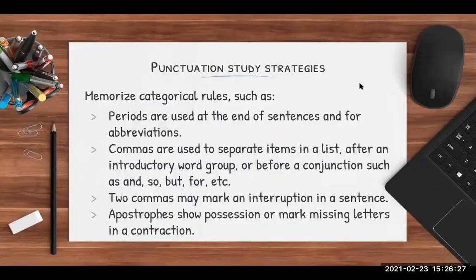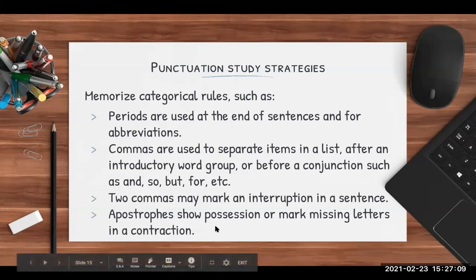Some study strategies for punctuation questions include memorizing categorical rules, such as periods are used at the end of sentences and for abbreviations. Commas are used to separate items in a list, after an introductory word group, or before a conjunction, such as and, so, but, for, etc. Two commas may mark an interruption in the sentence. So like I was saying before, if you have two commas that offset something, it might be an interruption, but that doesn't really disrupt the meaning of the sentence. It just adds on to it. And lastly, apostrophes show possession or mark missing letters in a contraction.